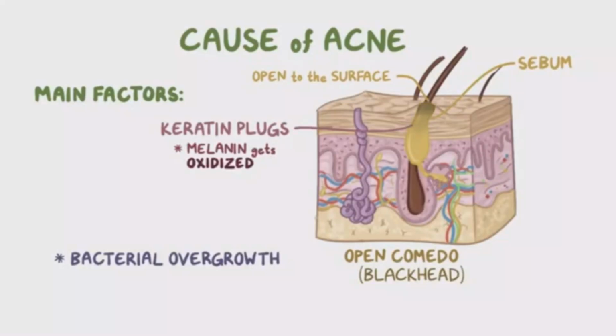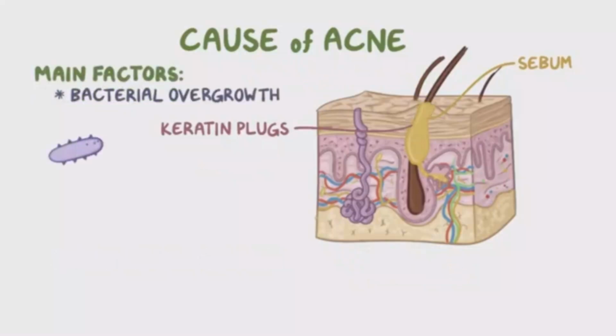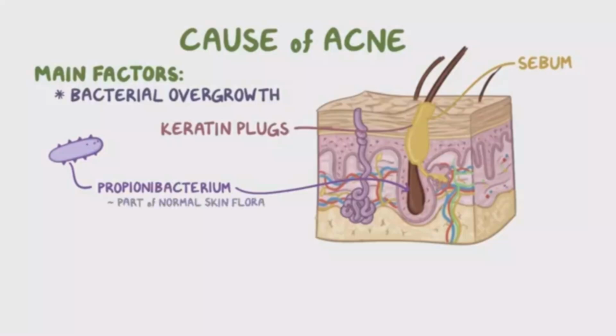Now, the third factor to consider in acne is bacteria, like Propionibacterium, which are always living within the follicles. Normally, these bacteria don't cause any problems. They're part of the normal skin flora. But if the hair follicle gets completely plugged up with keratin plugs and sebum, then it creates a closed environment, and it's called a closed comedo.